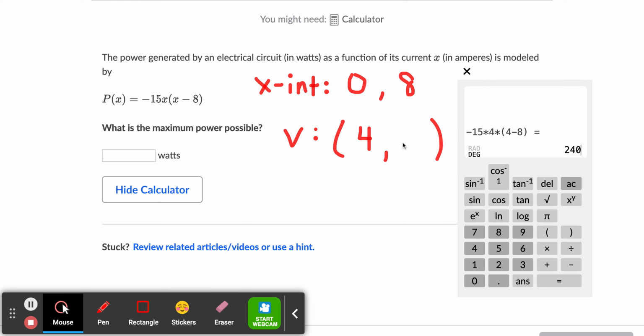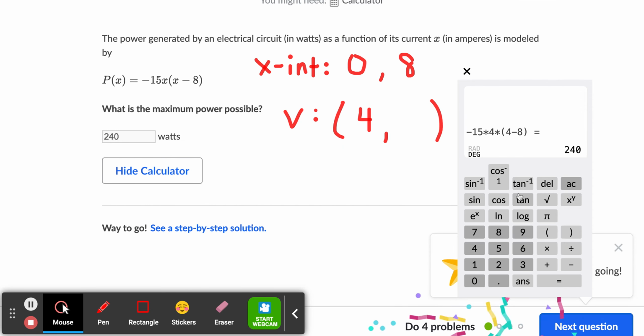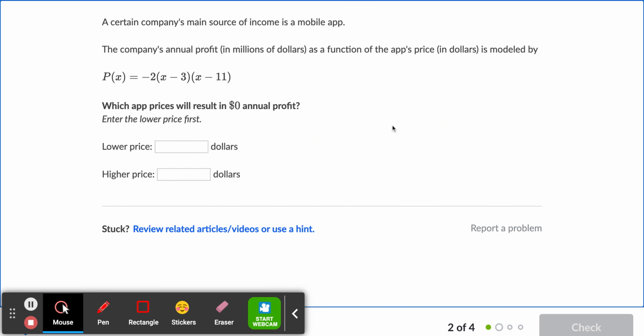It's not supposed to be really graphable on a viewing window. Again, check on decimals if you need to, right? But I plugged in the value of 4, gives us 240. That is the maximum power possible. I guess we can check here. Good. I think it's okay. We're getting bigger numbers. Okay, good. Let's do one more here.